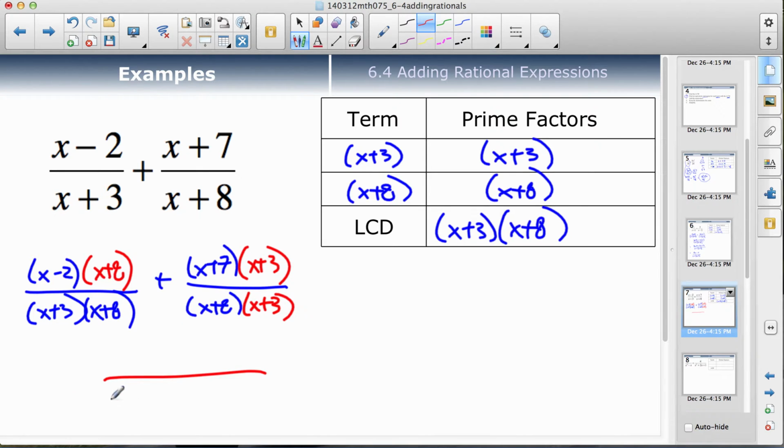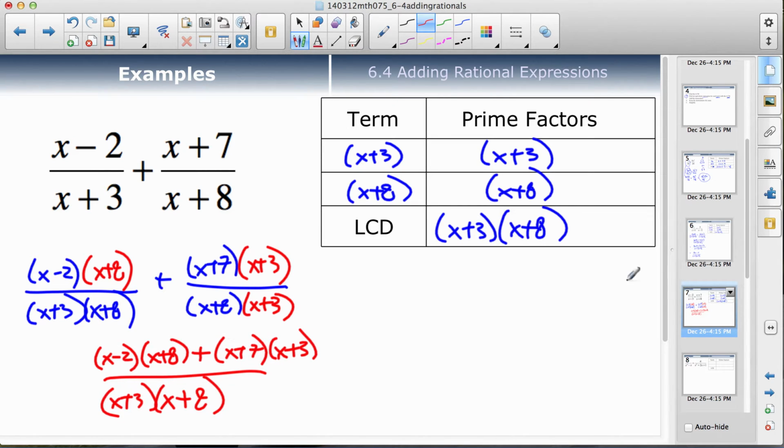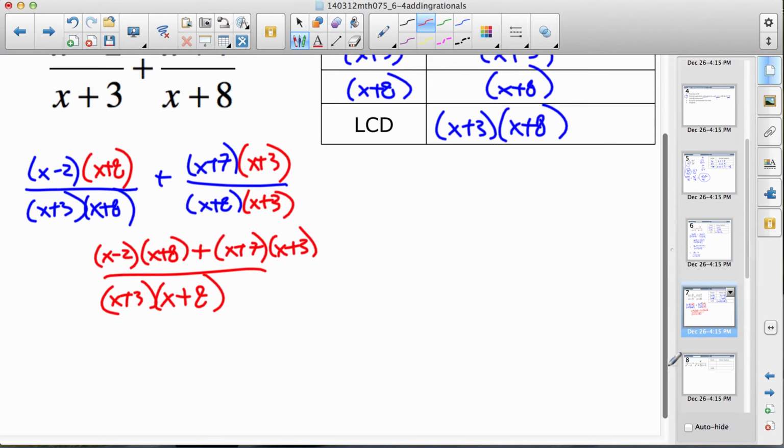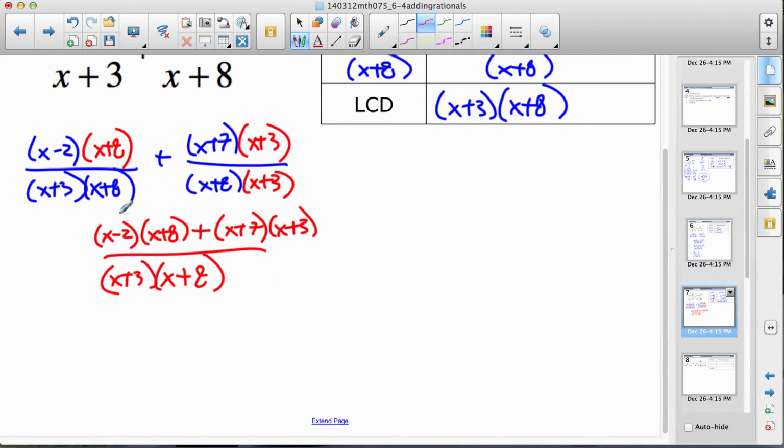So I can write x plus 3, x plus 8 on the bottom, and then on the top, I'll have x minus 2 times x plus 8 plus x plus 7 times x plus 3. So I do the same thing as I've been doing with the other ones. Now on the top here, you look at it and you get all excited because you get to do a bunch of FOIL, eh? Let's try that.